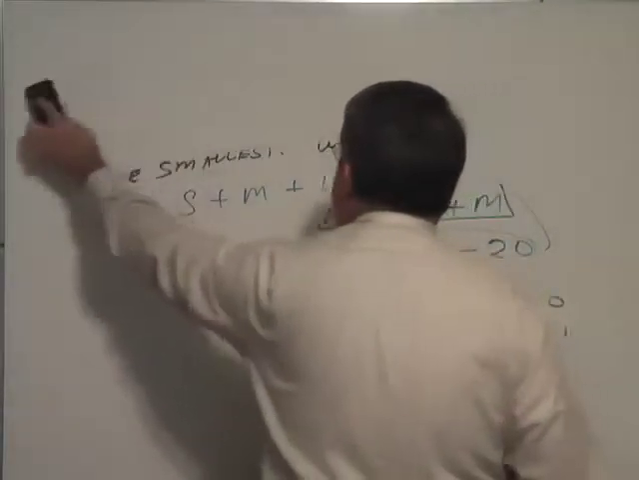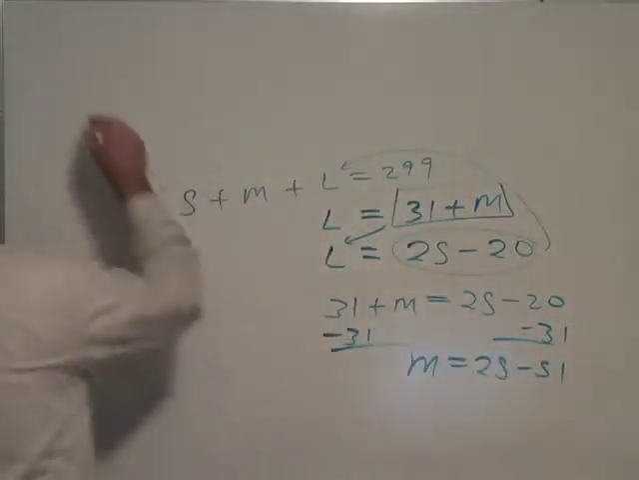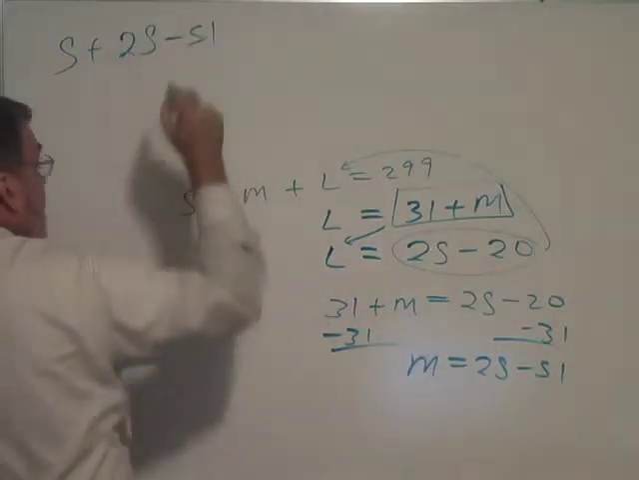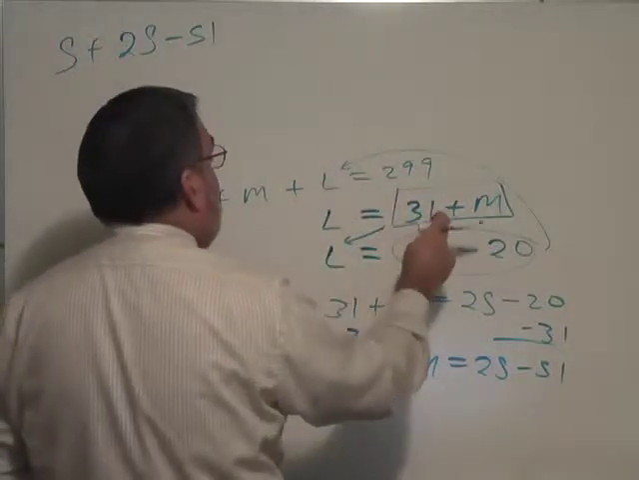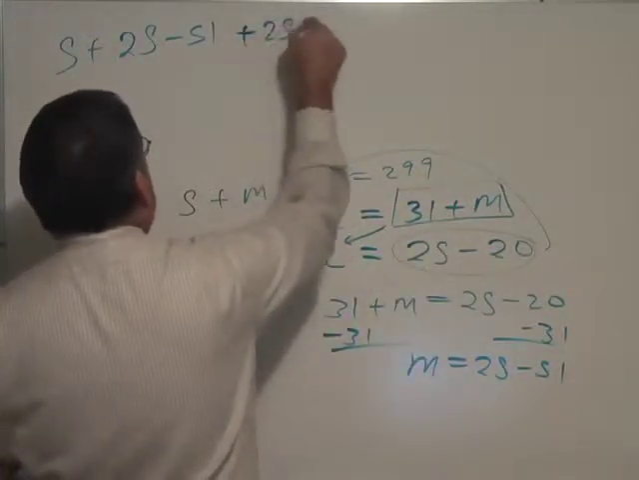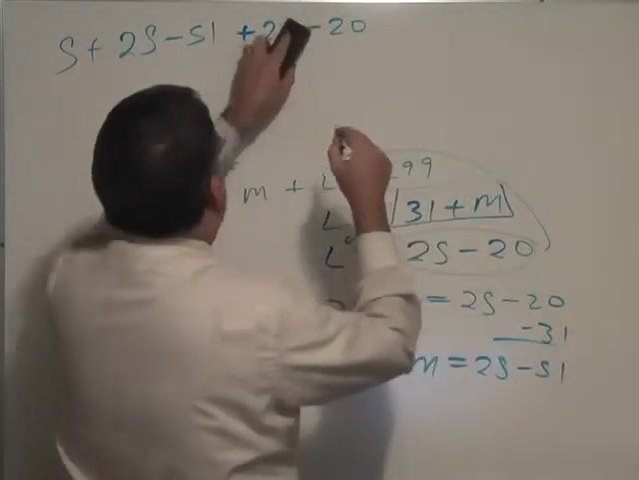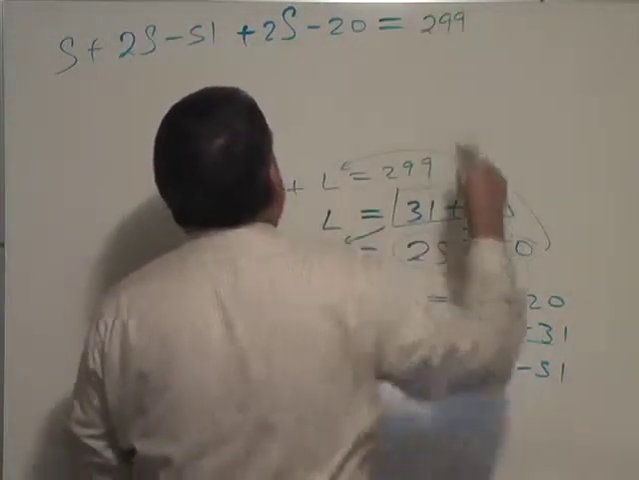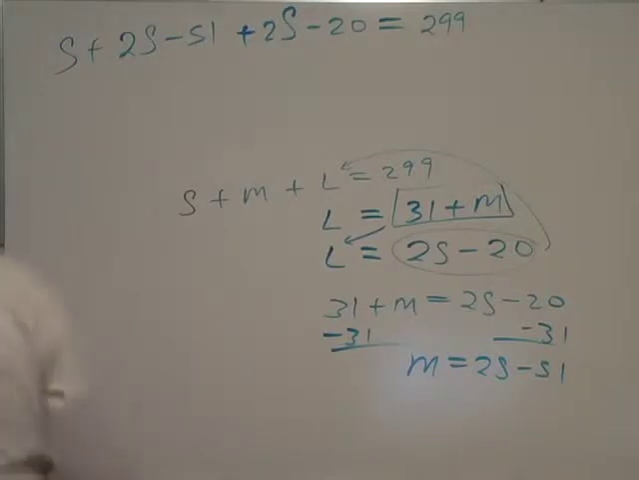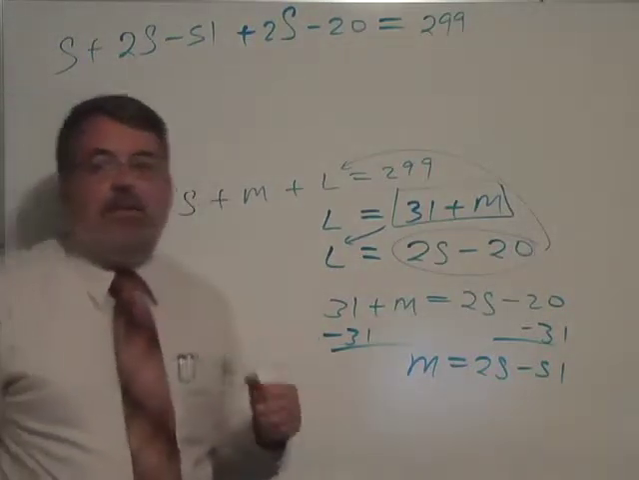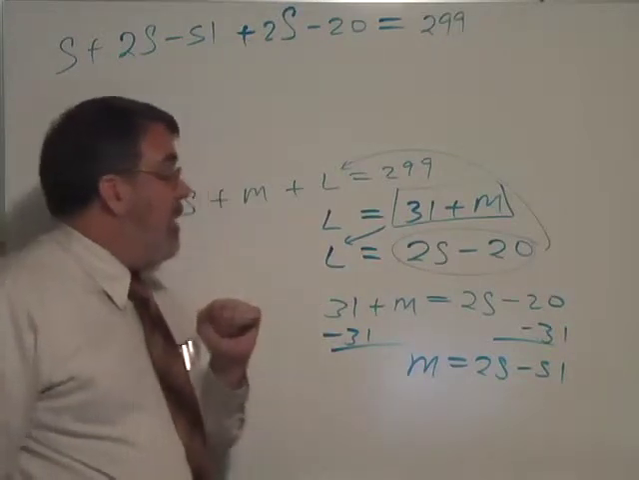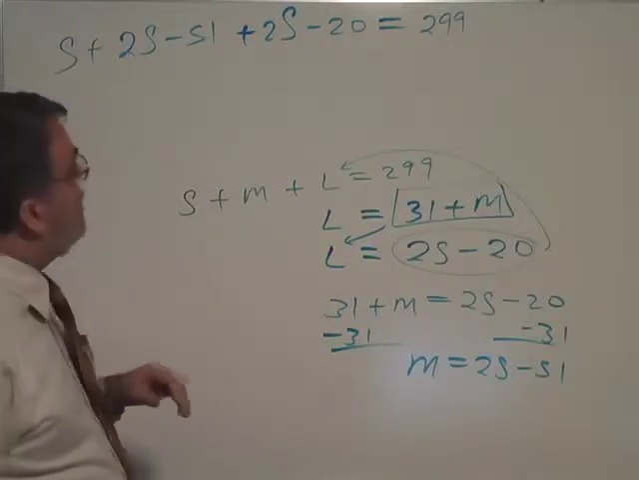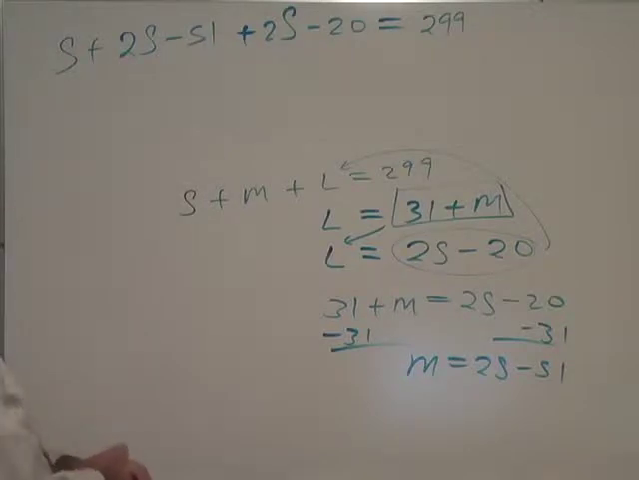So let's see here. I'm going to have S plus M, which was found to be 2s minus 51, and L was found to be 2s minus 20. All right, I have to be careful because my s's tend to look like my 5's. That equals 299. Well, this was the goal of substitution, to produce one equation with just one letter in it. And this is, I think, maybe a little bit complicated, but maybe it's not too bad either. Well, let's go ahead and work the problem here.